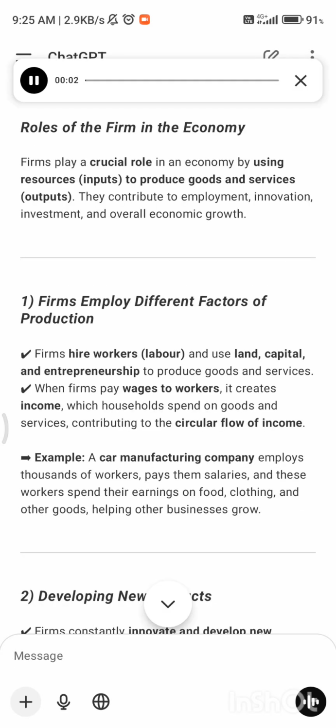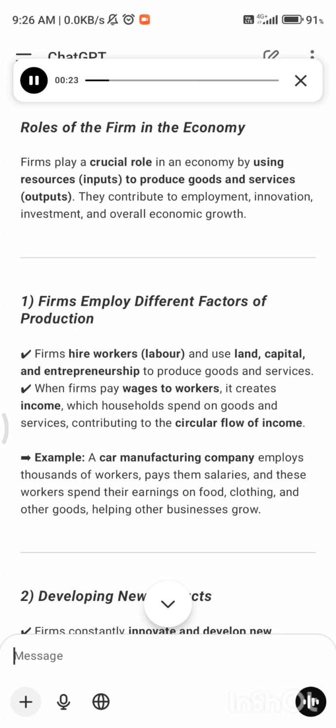Firms play a crucial role in an economy by using resources, inputs, to produce goods and services, outputs. They contribute to employment, innovation, investment, and overall economic growth. 1. Firms employ different factors of production. Firms hire workers, labor, and use land, capital, and entrepreneurship to produce goods and services.